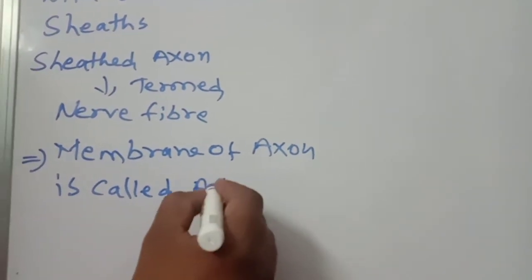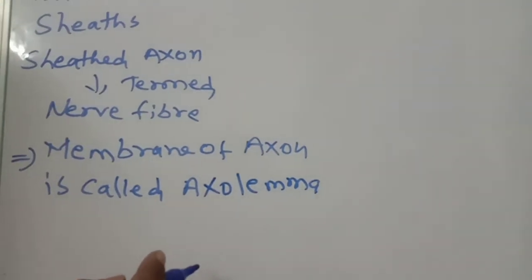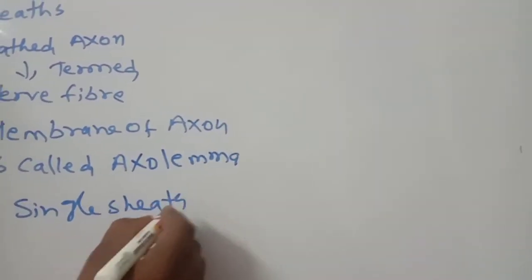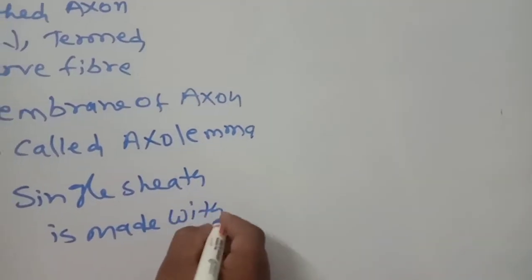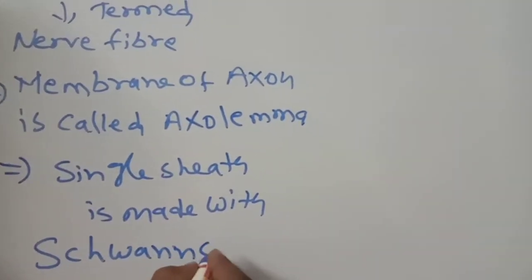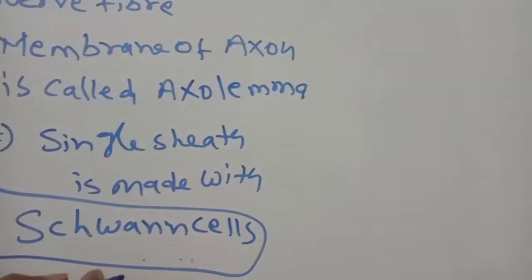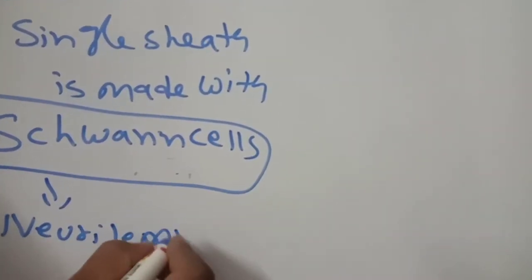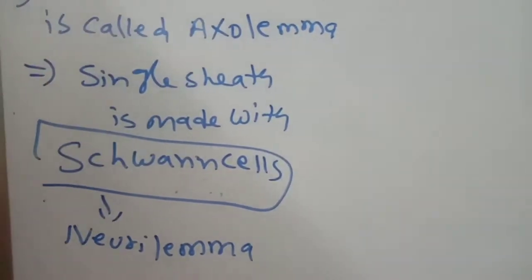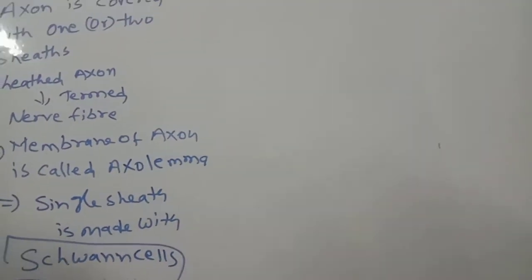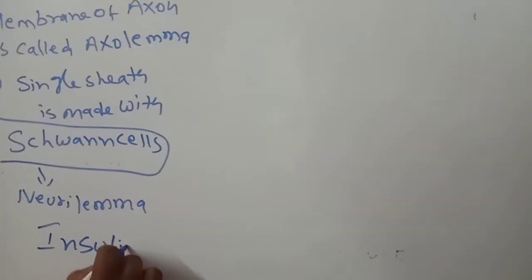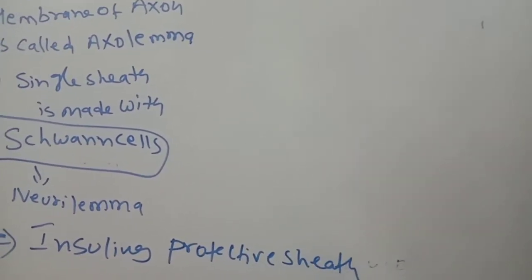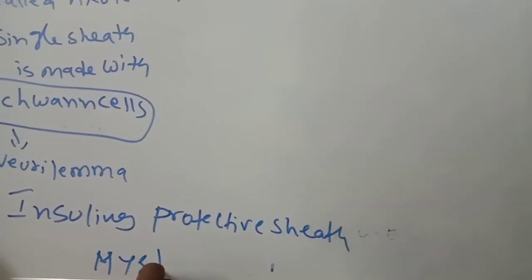axolemma. What is it called? Axolemma. The single sheath present over the axon is made of one kind of cell, as you know very well, Schwann cells. Very important. The single sheath is called neurilemma. Neurilemma. The axon also has an insulating protective sheath, that is called the myelin sheath.